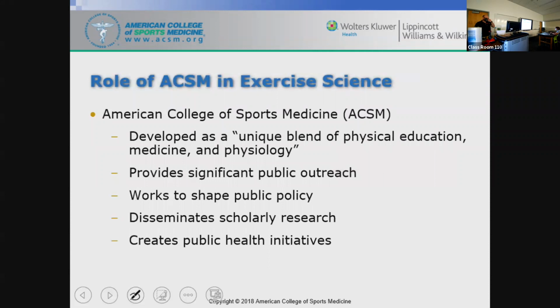So since the book is from the American College of Sports Medicine, it's one of the major organizations. Let's go over this. It started to provide a unique blend of physical education, medicine, and physiology. I described it before. It's kind of a general organization.